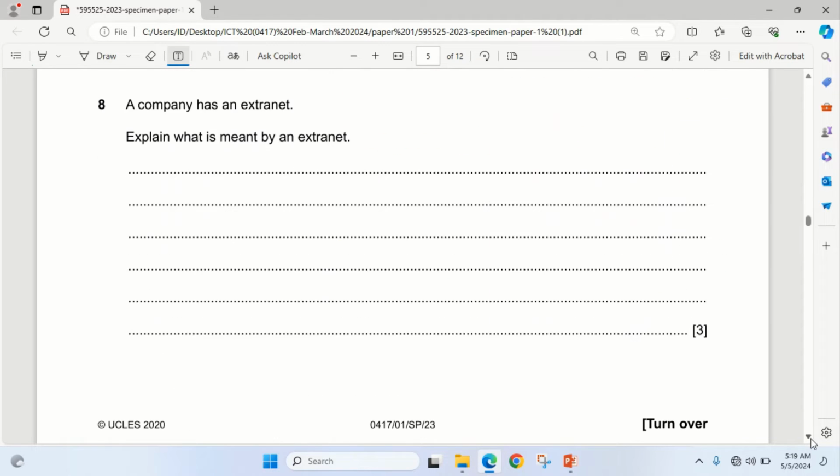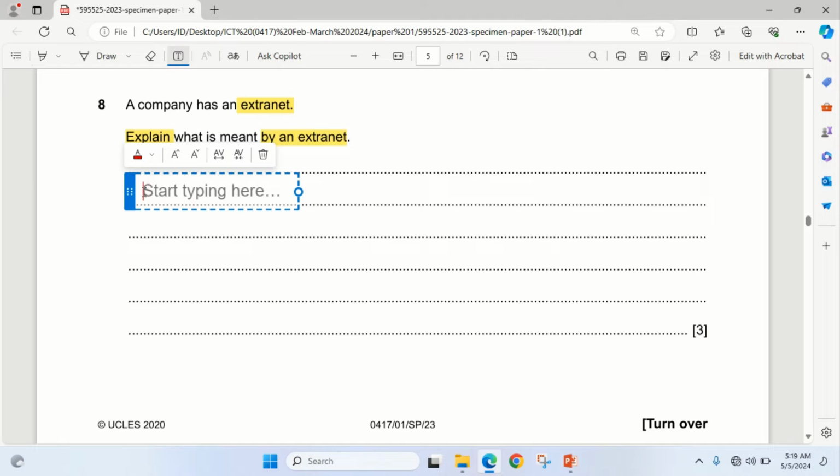Then the next question is question number 8. A company has an extranet. So the keyword here is an extranet. The command word is to explain what is meant by an extranet. So you write that because you are giving explanation, talking about the key words and the operation of an extranet.